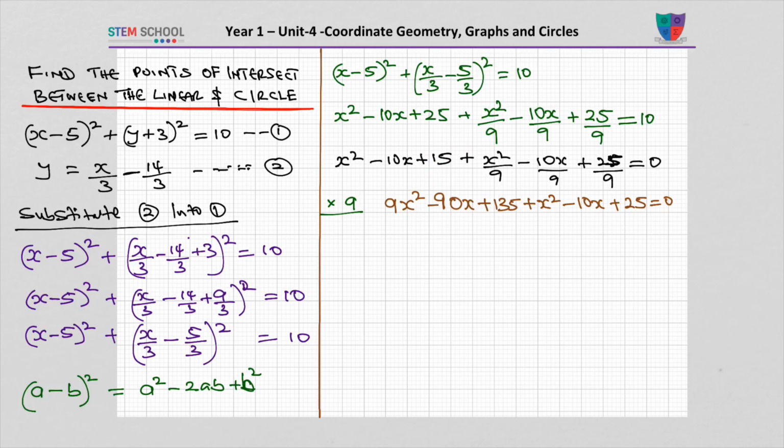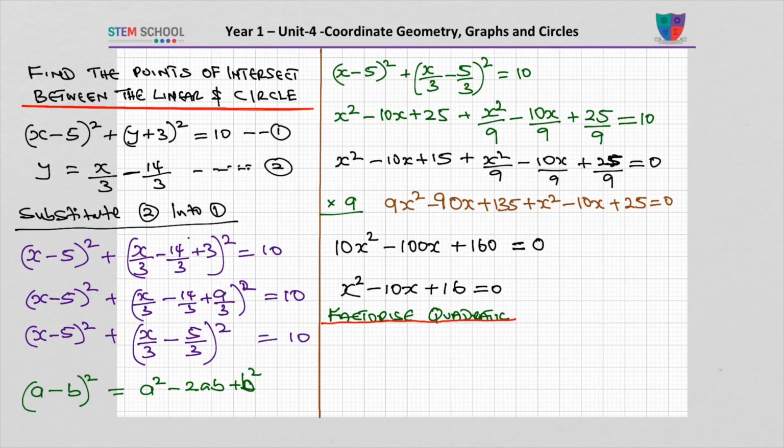Now I need to simplify. 9x squared plus x squared is 10x squared. Minus 90x minus 10x is minus 100x. 135 plus 25 is 160, equal to 0. If I divide through by 10, I get x squared minus 10x plus 16 equal to 0.